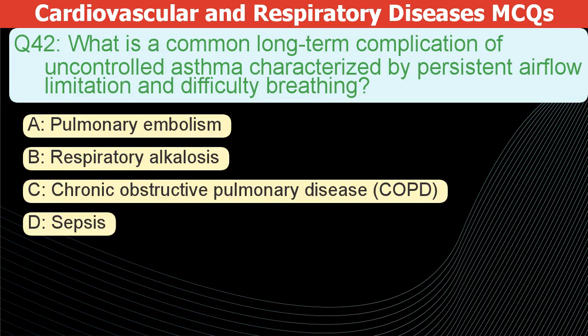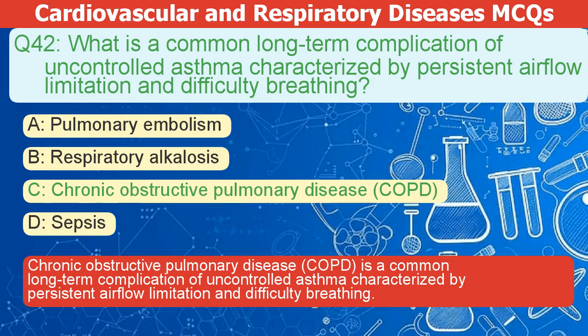What is a common long-term complication of uncontrolled asthma, characterized by persistent airflow limitation and difficulty breathing? A. Pulmonary embolism. B. Respiratory alkalosis. C. Chronic obstructive pulmonary disease, or COPD. D. Sepsis. The correct answer is C. Chronic obstructive pulmonary disease, or COPD, is a common, long-term complication of uncontrolled asthma. It's characterized by persistent airflow limitation and difficulty breathing.